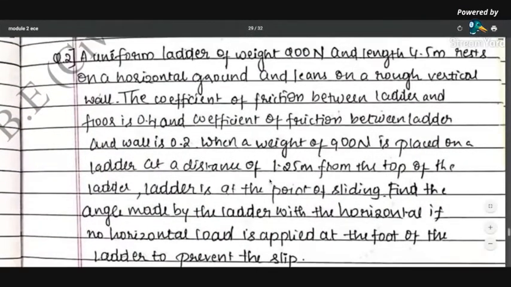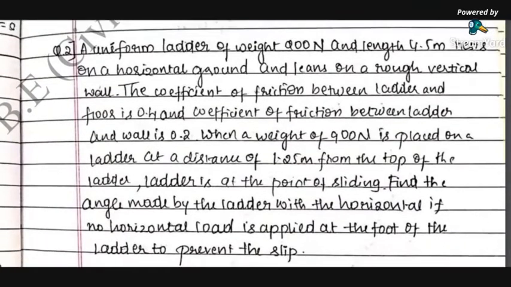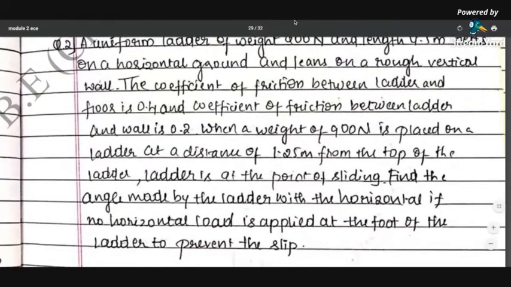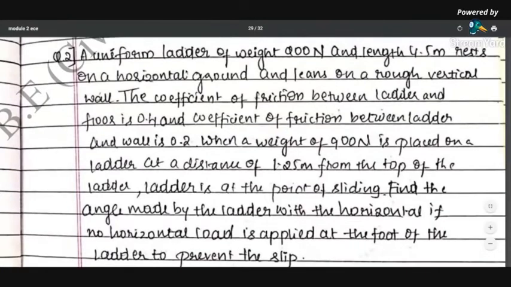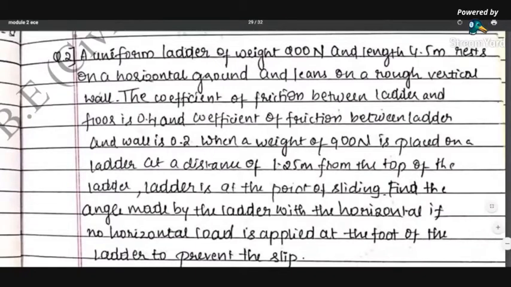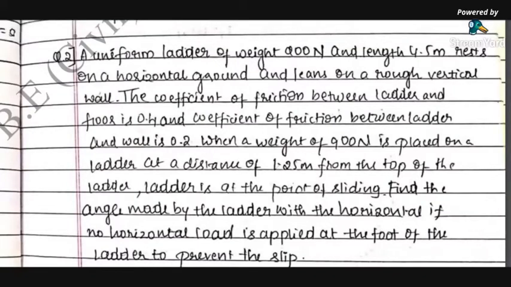So this is the problem. A uniform ladder of self-weight 200 newtons and length 4.5 meters rests on horizontal ground and leans on a rough vertical wall. The coefficient of friction between ladder and floor is 0.4 and between ladder and wall is 0.2. Again, you have two coefficients of friction.